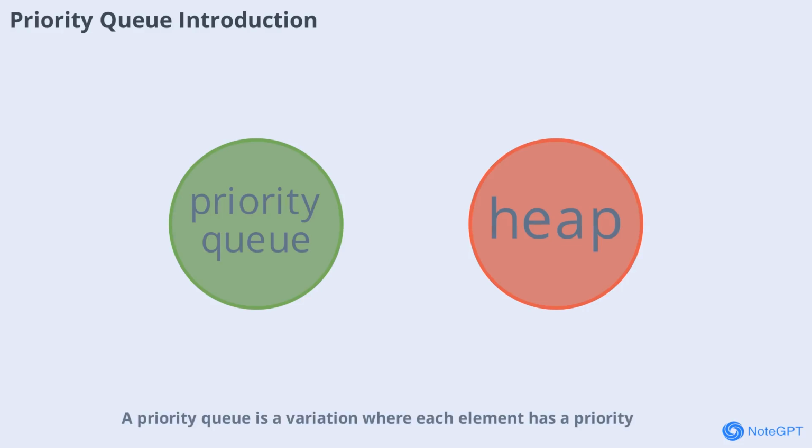Priority queue is a variation where each element has a priority, and elements are served based on their priority rather than just their order. This is useful in scenarios like task scheduling, where some tasks need to be handled before others. Priority queues are often implemented using heaps for efficient access.